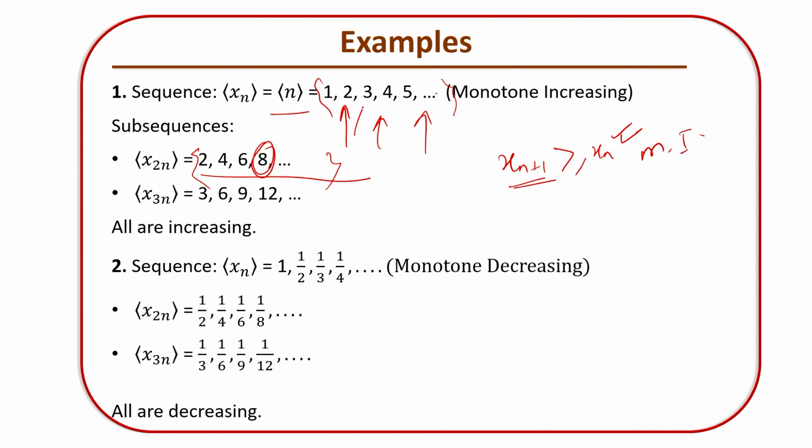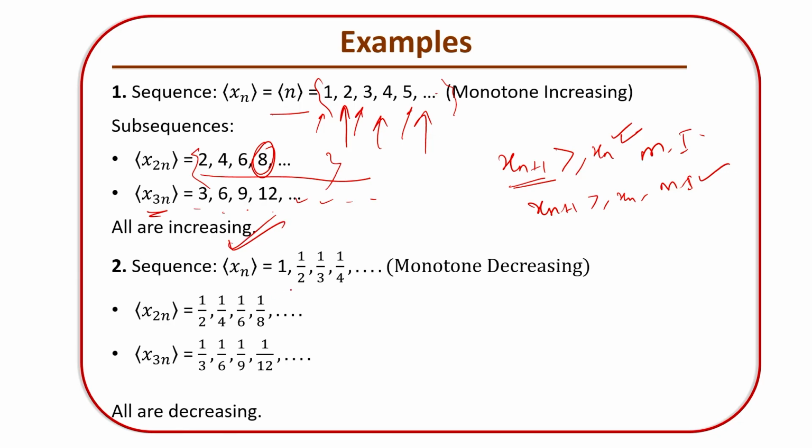Similarly, look at the multiples of 3, that is 3n: 3, 6, 9, 12 and so on. Here also xn plus 1 is greater than xn, so it is a monotonic increasing sequence. So all are monotonically increasing sequences.